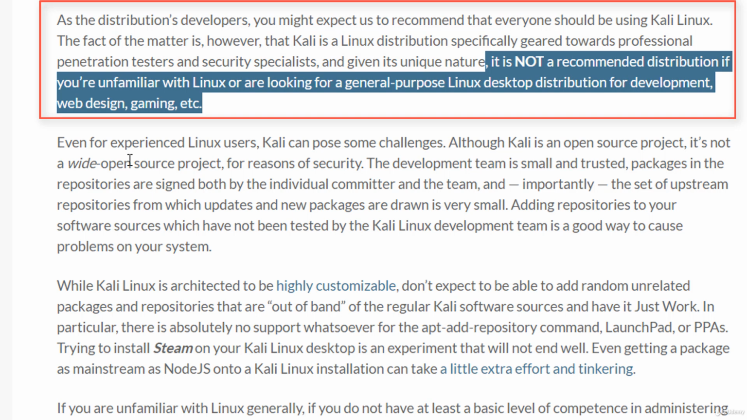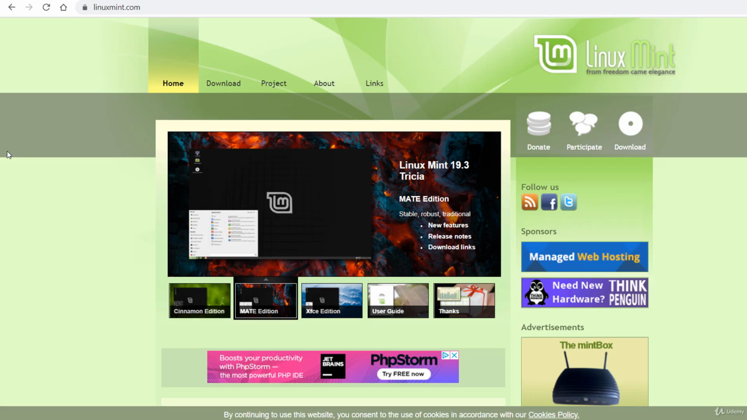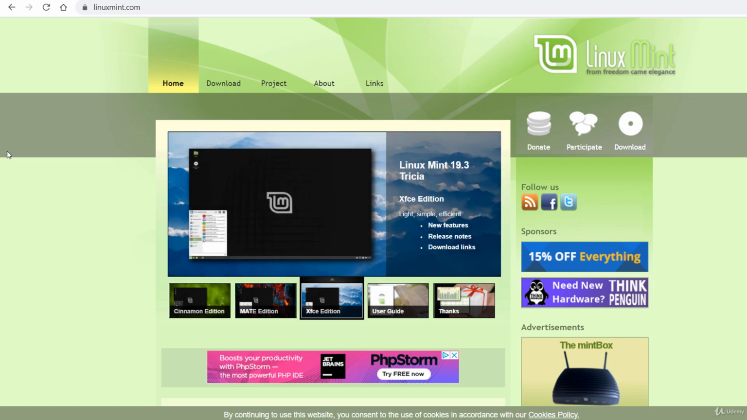Note that Kali is a Linux distribution specifically geared towards professional penetration testers and security specialists. Given its unique nature, it is not a recommended distribution if you are unfamiliar with Linux at all, or if you are looking for a general-purpose Linux desktop distribution for development, web design, gaming, and so on. For those activities, a distribution like Ubuntu or Linux Mint would be more appropriate.